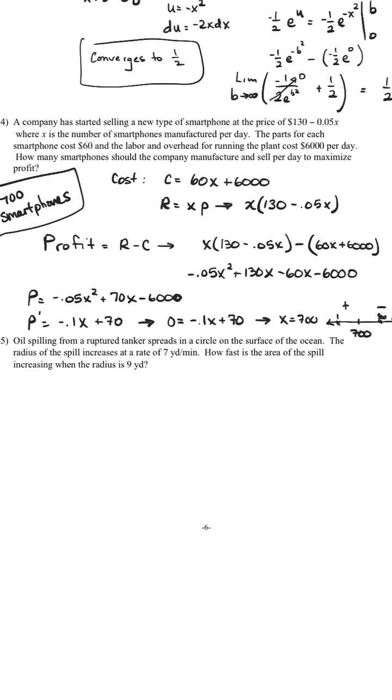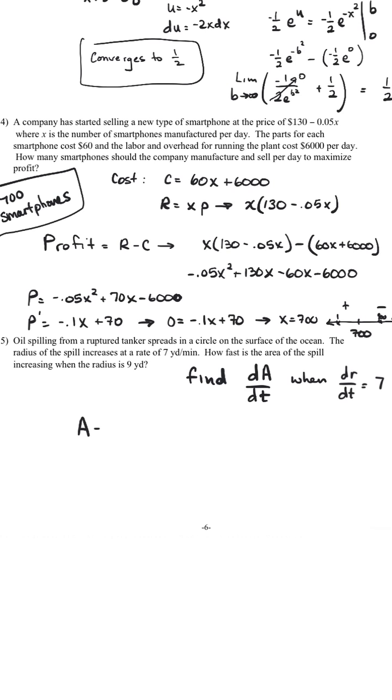So what they're asking us to find is the rate of change of area, dA, the rate of change of area with respect to time, because it's going to be yards squared per minute. So find dA/dt when, right here, the radius of the spill is increasing, so that's the rate of change of radius, dr with respect to time per minute. So when dr/dt equals 7 yards per minute.